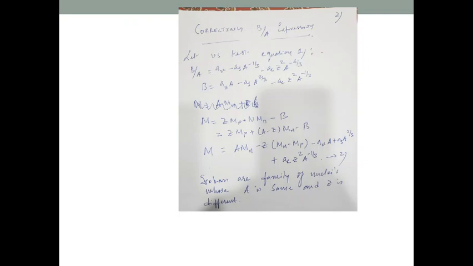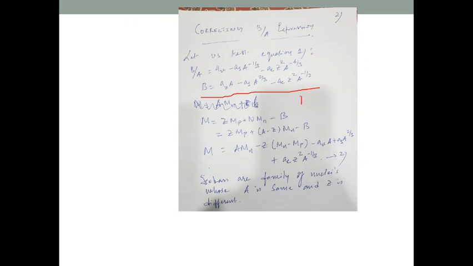Let us test equation 1. So this is your equation 1, the binding energy versus A. From this, I have the expression for the binding energy, and from this I get the expression for the mass. You can see that the mass M is equal to Z M_P, the total mass of the protons, plus the total mass of the neutrons, minus the binding energy, is equal to the mass of the nucleus. So this is how you get it.